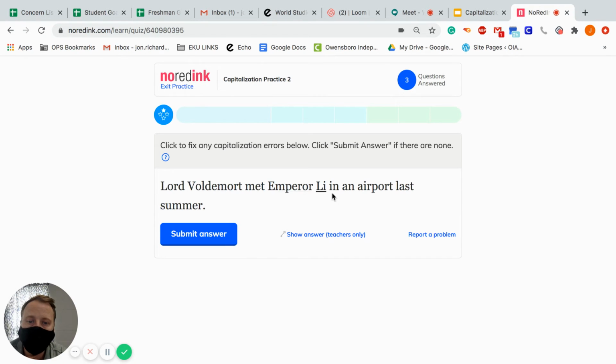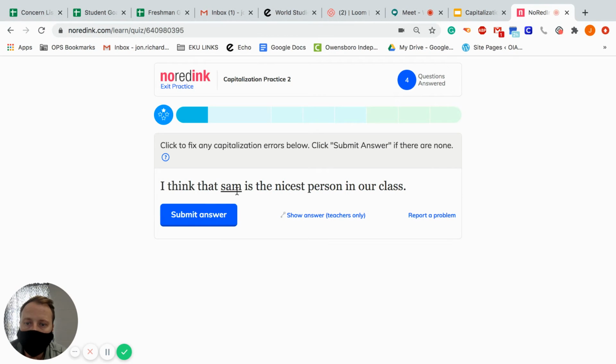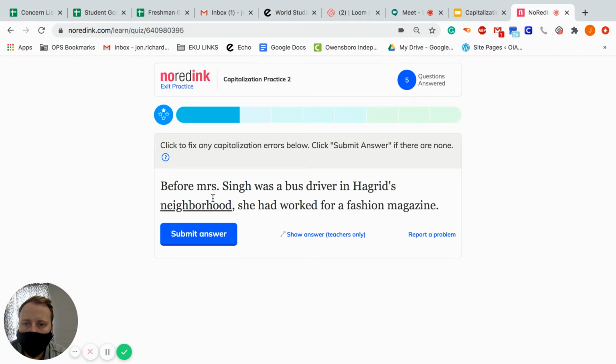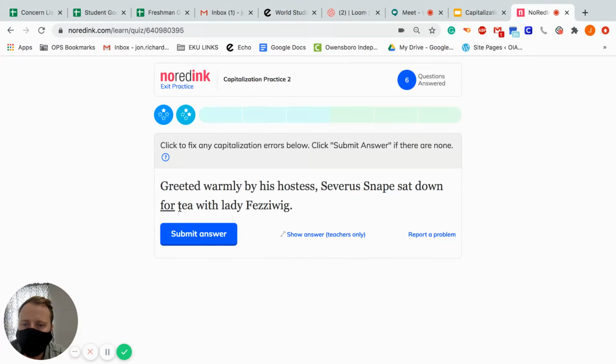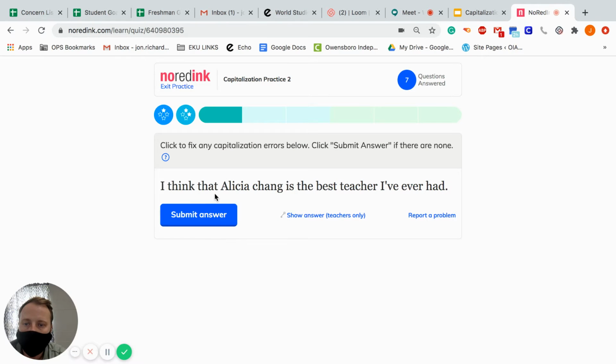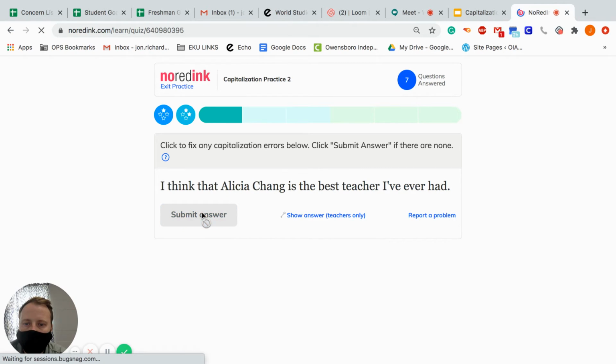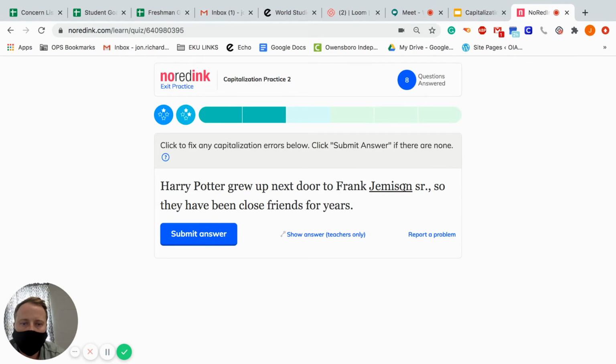So Lord Voldemort met Emperor Lee in an airport last night. So it's with a name, so we're good to go. I think that's Sam. So Sam is the name of someone, the nicest person in our class. Before Mrs. Sign was on the Buff Hagrid's neighbor, she had worked in a fashion magazine. Greeted warmly by his host, Severus Snape sat down for tea with Lady. So Lady is capitalized. These are the tricky ones that you haven't heard of much. So that is with a name, so we do capitalize that. I think that Alicia Chang, so that's her last name, is the best teacher I've ever had. Harry Potter grew up next door to Frank Jimerson Sr., so that is capitalized. They have been close friends for years.